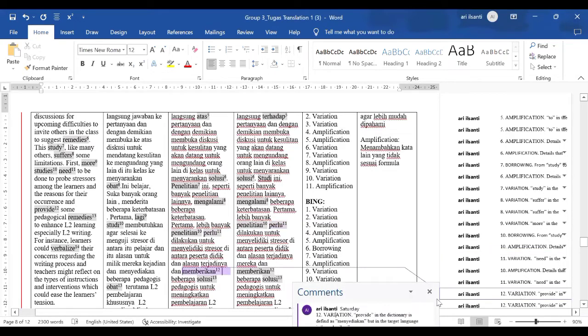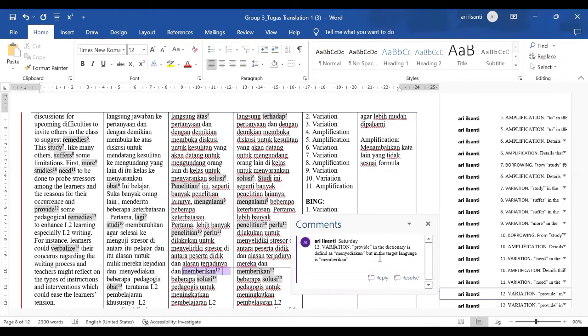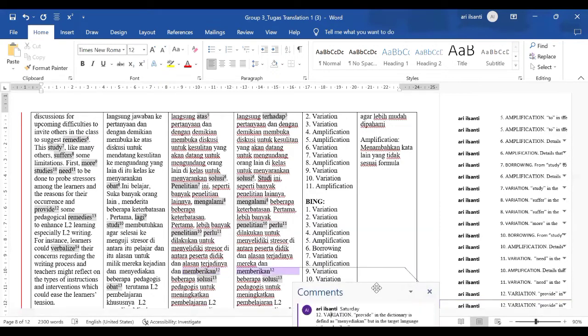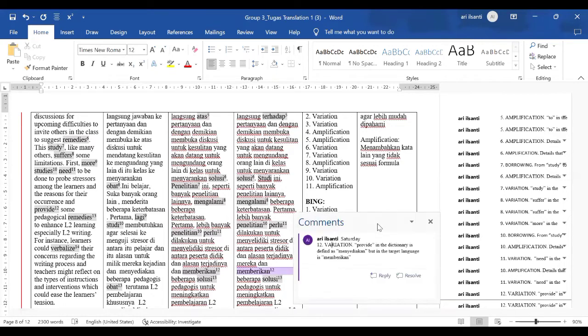Provide in Yandex translation is variation. Provide in the dictionary is defined as menyediakan, but in the target language is memberikan. It's also in Bing translation is variation. Provide in the dictionary is defined as menyediakan, but in the target language is memberikan.